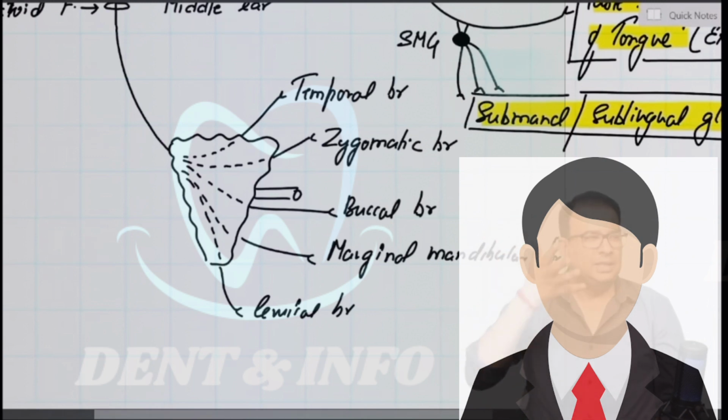हमने अपने first year में पढ़ी है. The pes anserinus, the 5 branches here. The temporal branch, my thumb is the temporal branch here. Then I have a zygomatic branch, my index finger. Then there is a buccal branch. Then there is a marginal mandibular branch, and then finally we have a cervical branch जो neck में जा रही है to supply the platysma muscle.